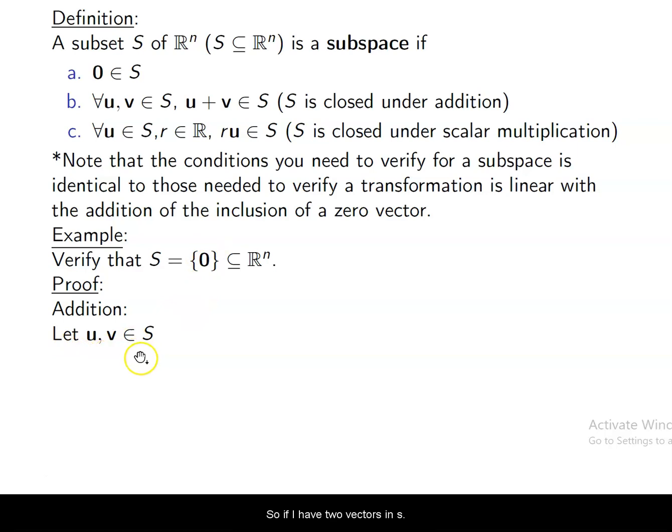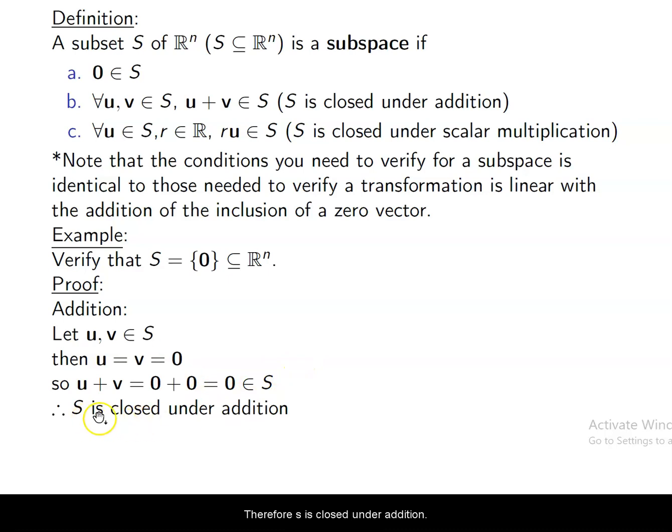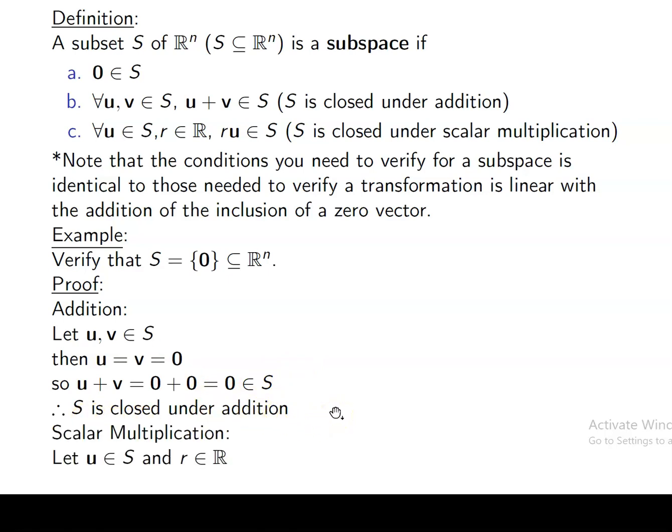So if I have two vectors in S, then that means that U and V are both zero vectors. Okay? So if I add U and V together, I'm going to be adding two zero vectors together, and I will get out a zero vector, which is inside of my set. So if I take two things in S and I add them together, I will get something that is also in S. Therefore, S is closed under addition.